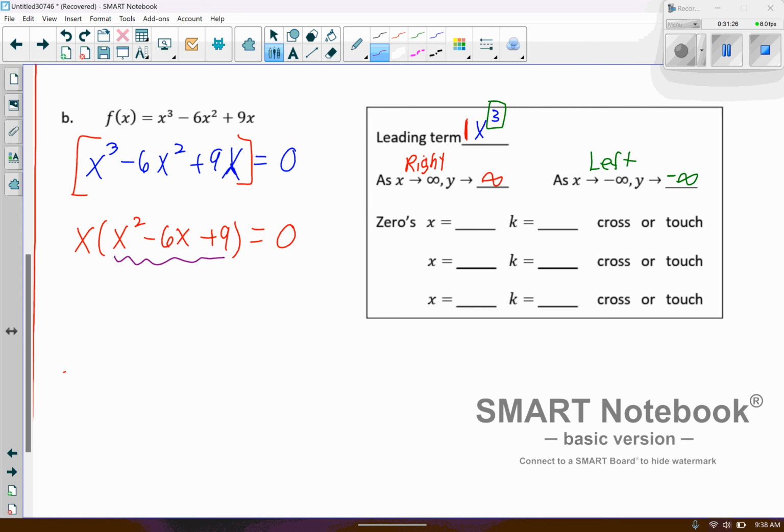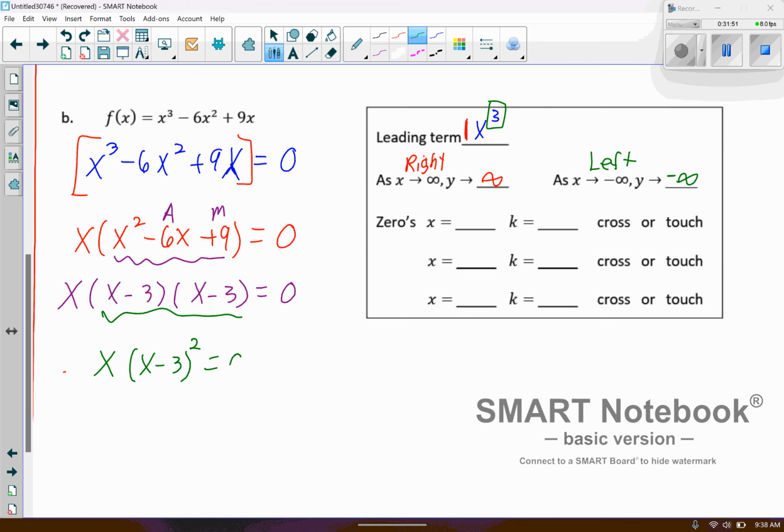You can do the AC method if you want. So what multiplies to give me 9 but adds up to negative 6? That's going to be x minus 3 and x minus 3. Now, what you want to do is clean this up a little bit, because if you have common factors that are the same, you can consolidate that into x minus 3 squared equals 0. The reason I want to do that is so that it makes my multiplicity obvious.